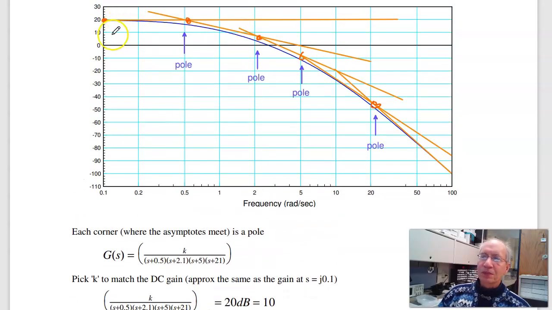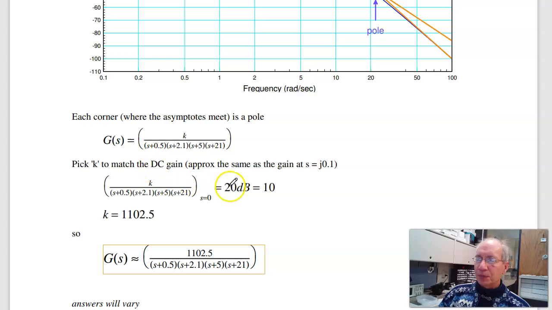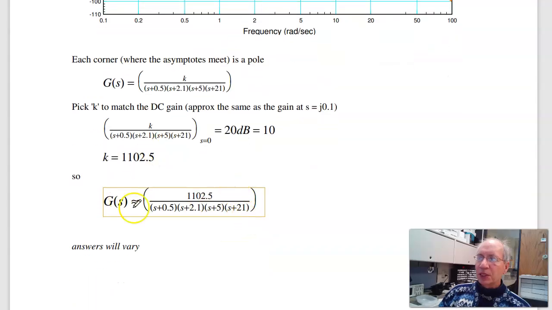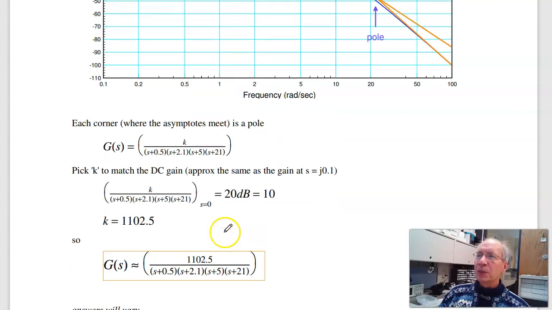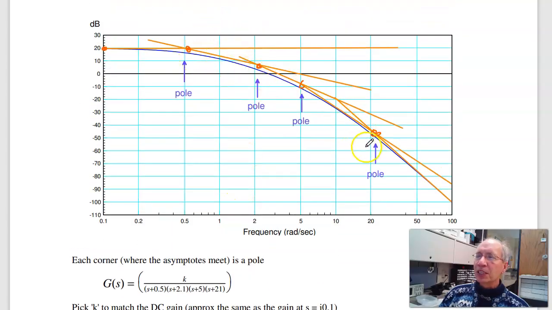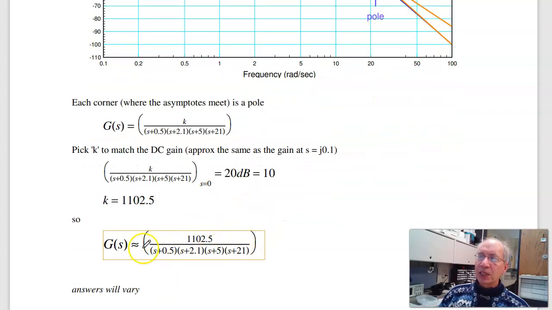Or, assuming this is flat, at 0 radians per second, infinitely far left, the gain is 20 dB, or 10. Find k to make the gain 10. So k is 1102. There's my compensator. And your answer is going to vary a little bit. It depends upon how you draw the asymptotes, where the corners line up. But it should be something kind of like that.